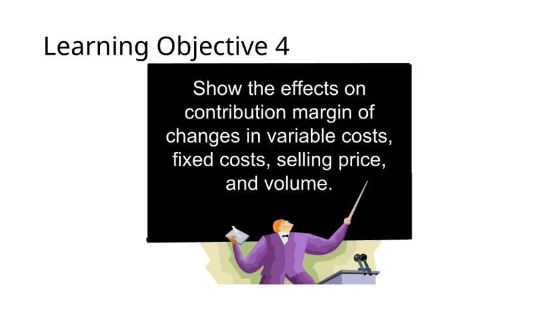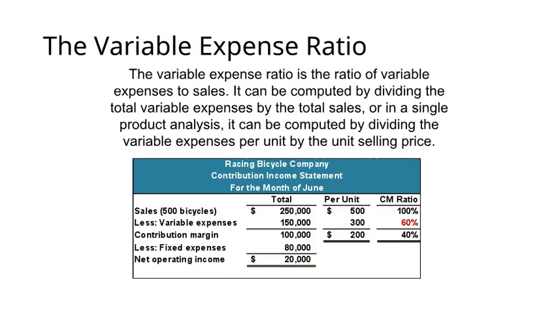Learning objective number 4 is to show the effects on contribution margin of changes in variable costs, fixed costs, selling price, and volume. The variable expense ratio is the ratio of variable expenses to sales. It can be computed by dividing the total variable expenses by the total sales, or in a single product analysis, it can be computed by dividing the variable expenses per unit by the unit selling price.